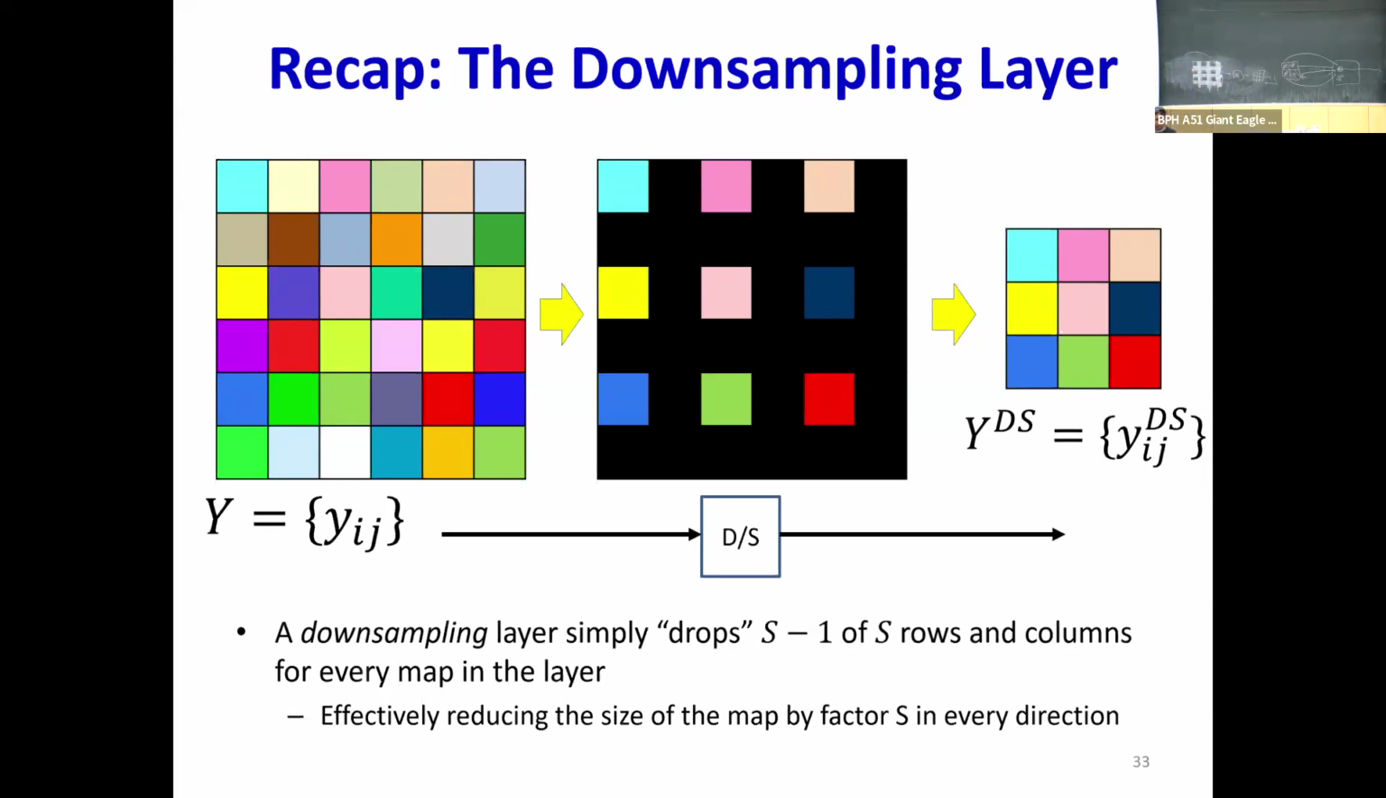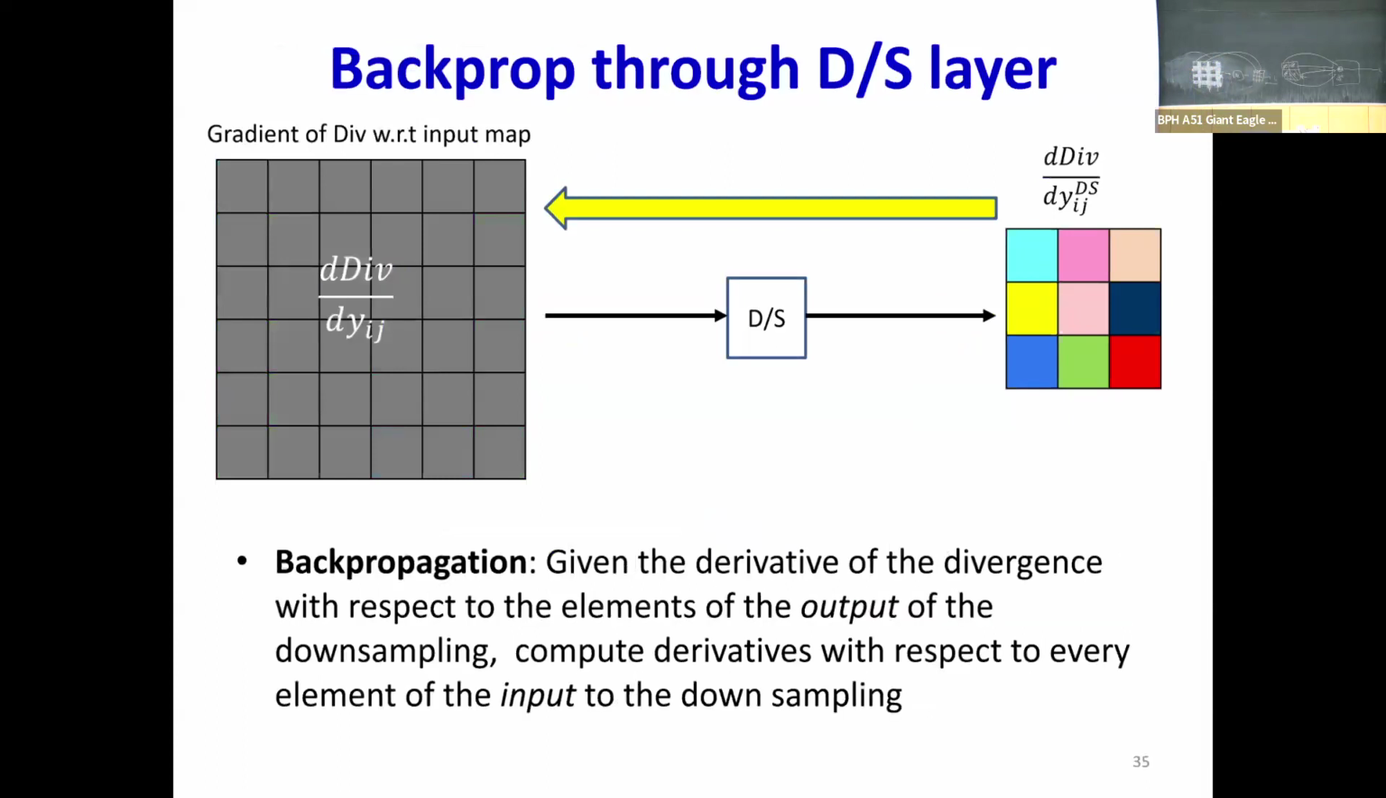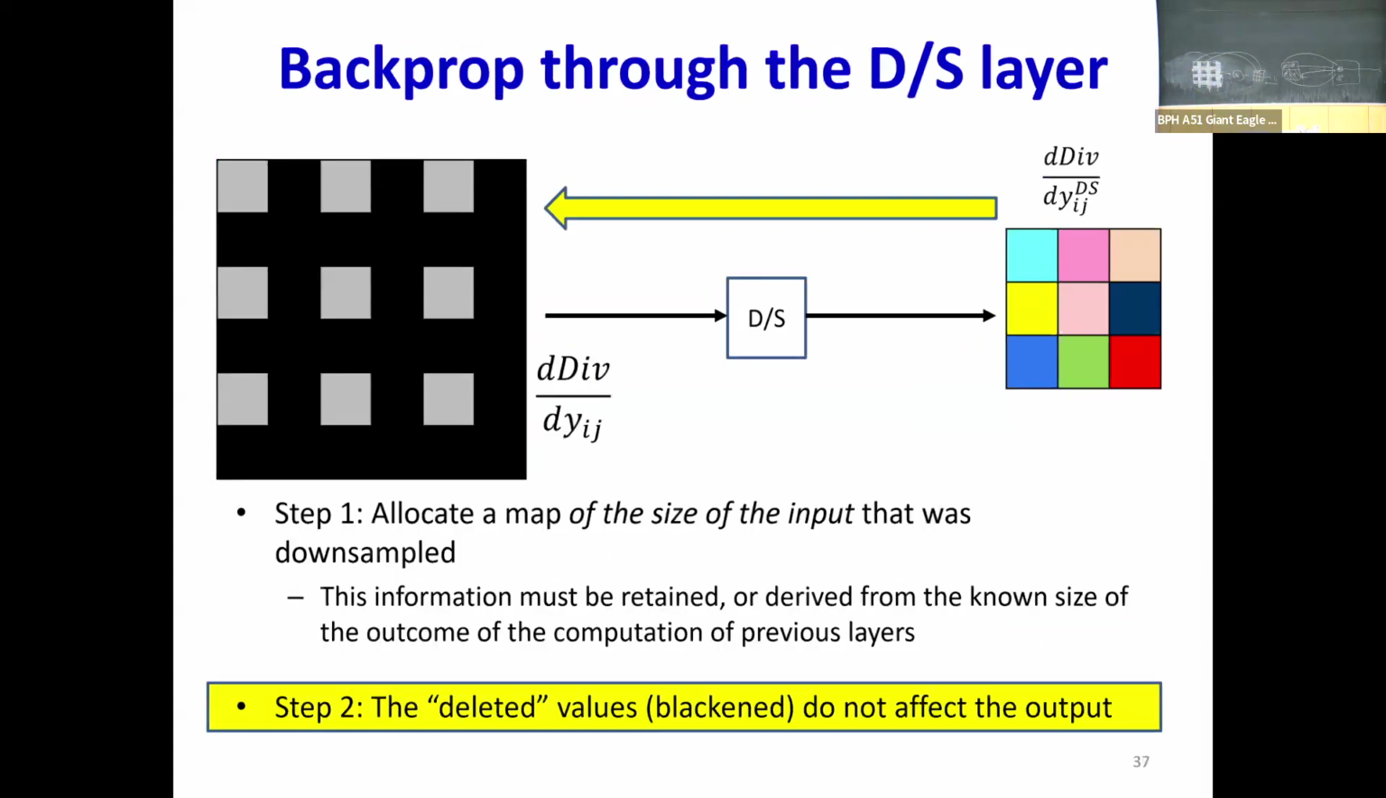What happens? Since this value is identical to this value, whatever derivative you have over here is just going to go here, right? This value is identical to this value, whatever derivative you have over here is simply going to go here, and so on. Make sense to everybody? So backpropagating through a derivative layer is going to be very simple.